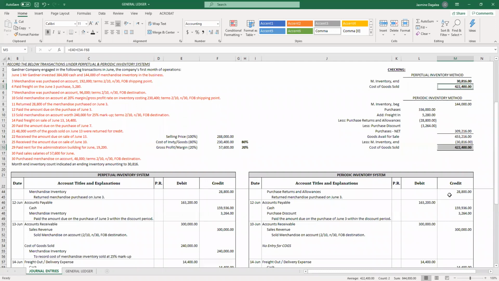So the same ending balances if you use any of the two methods of accounting. So if you are a business, you can either use perpetual inventory system in recording your inventories or periodic inventory system in recording your inventories. Any of the two will give the same results.